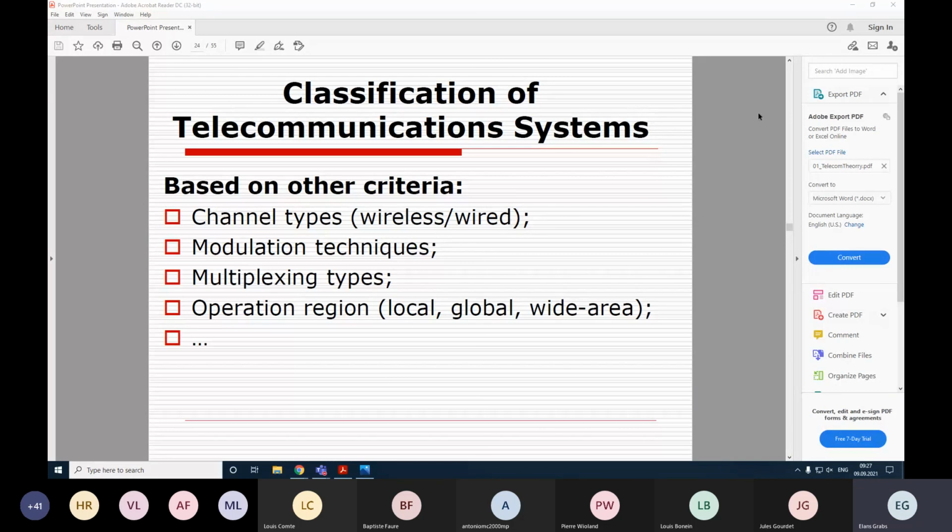And there can also be other criteria, such as channel types, wired or wireless, modulation techniques, multiplexing types, how multiple single channel systems are merged into multi-channel ones, and coverage, so there can be local systems, global systems, some area systems, and so on and so on.